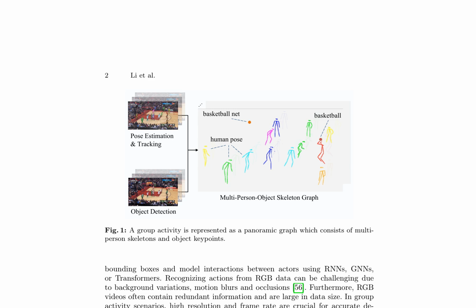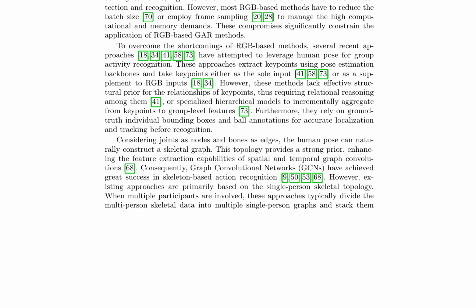By extracting keypoints from pose estimation backbones, researchers can tap into the rich structural information inherent in human skeletons. However, current methods struggle to effectively model the complex relationships between keypoints, relying on relational reasoning or hierarchical models that add complexity. The authors propose a novel approach, applying graph convolutional networks, GCNs, to skeletal graphs, which naturally provide a strong prior for spatial and temporal convolutions.